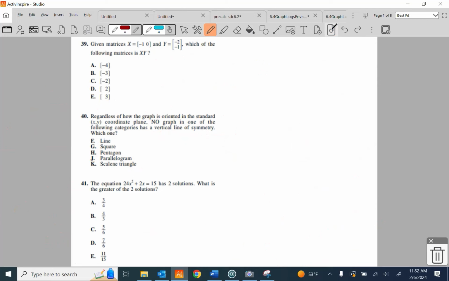All right. The equation 2x squared plus 2x equals 15 has two solutions. What is the greater of the two solutions? I'll show you how to push buttons on this thing. I will. I don't mind pushing buttons, but also remember I teach algebra. So I'm going to move that over there. Usually stuff on the ACT factors.